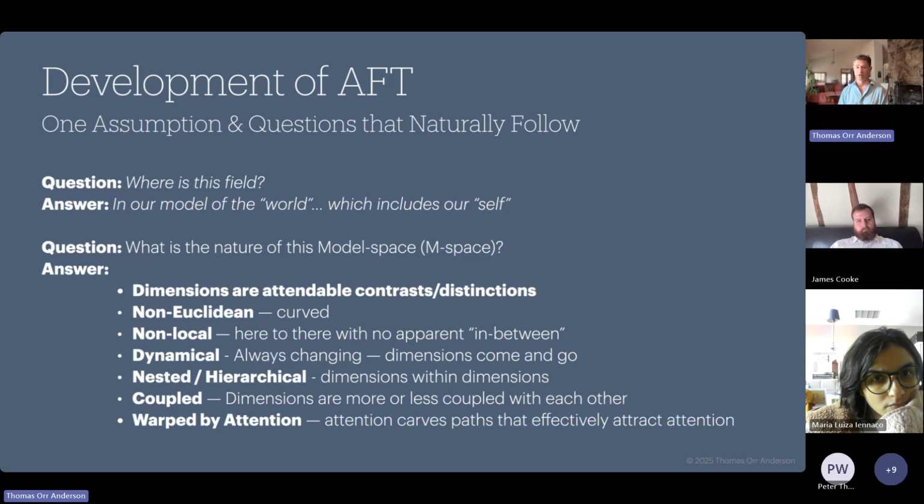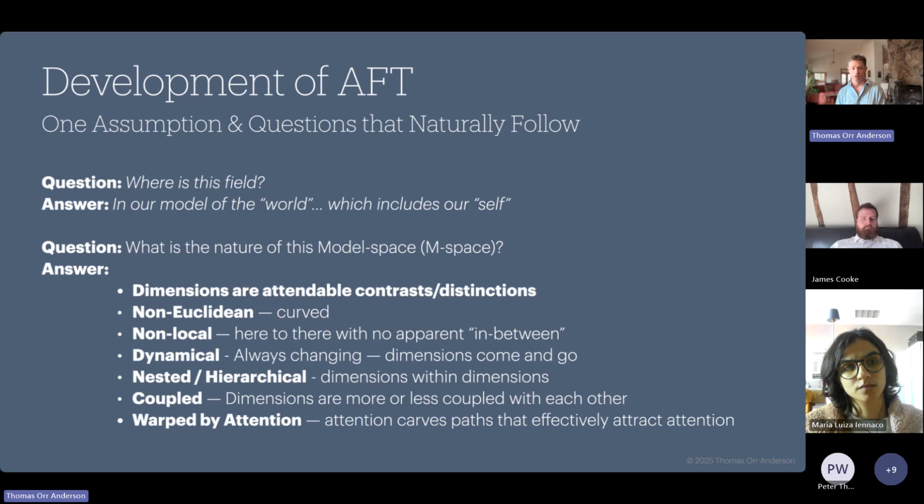So a question that naturally follows, where is this field? And the answer is in our model of the world, which includes our model of ourself. This field exists in our model, not in physical space, which suddenly moves us away from the traditional framings of some sort of vital energy into something that's more coherent with what we know about neuroscience. So what is the nature of this model space in which our attention dynamics occur?